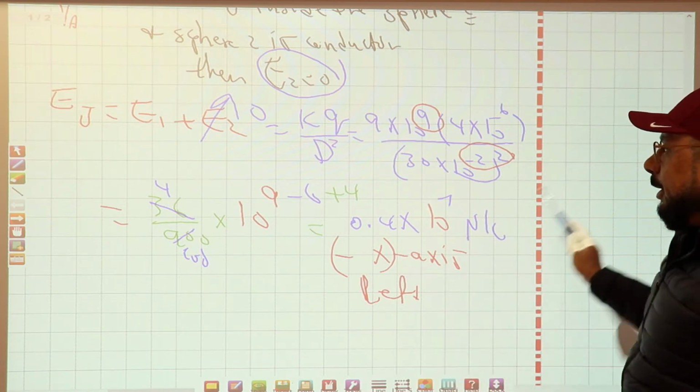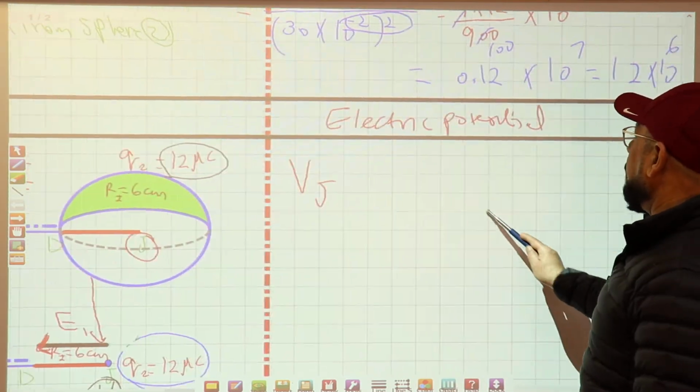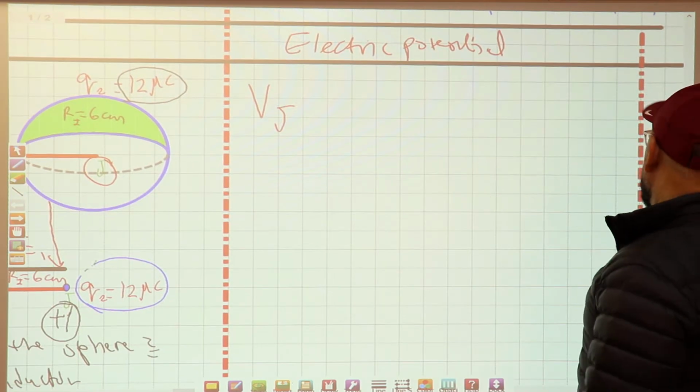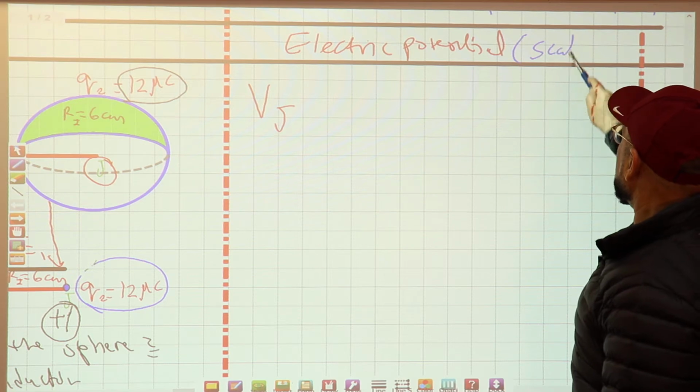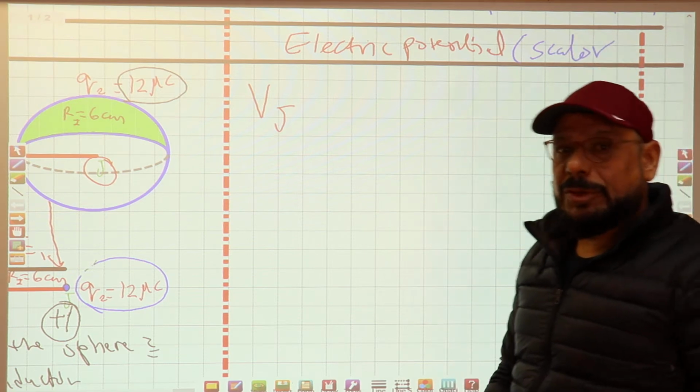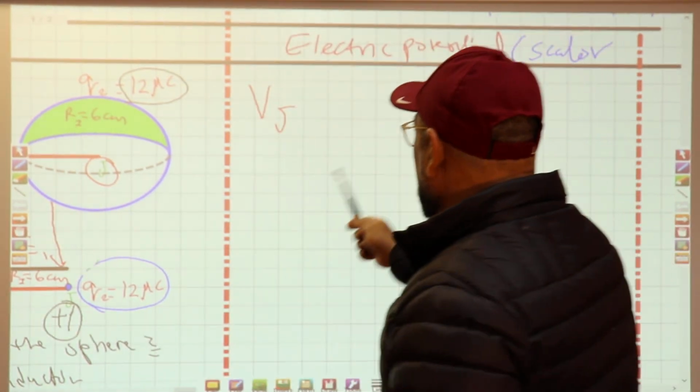Okay, to the left, we said. Now, electric potential is what? A vector quantity or a scalar quantity? Scalar. I'm sorry for what's happened, but let us get back and find the voltage.